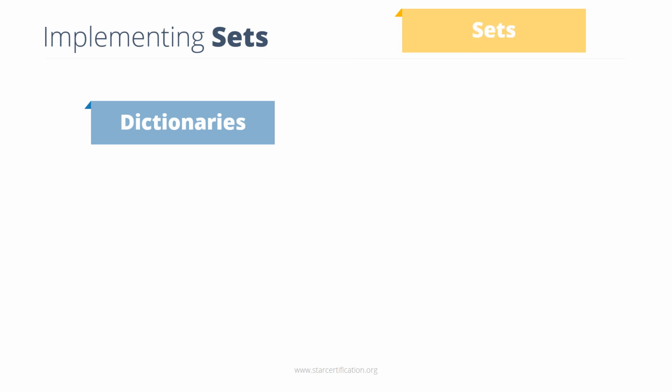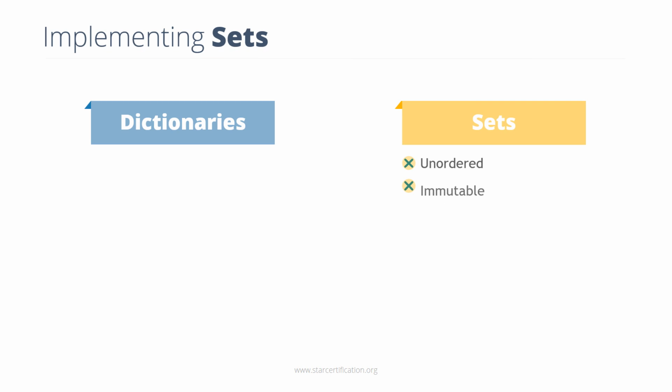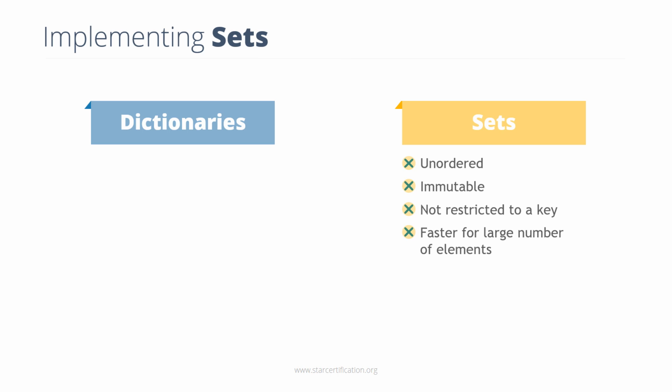Like dictionaries, sets are unordered but are immutable. The difference between sets and dictionaries is that the elements of a set is not restricted to a key. Sets are used and preferred over other data types because they are faster for large number of elements than list or tuple.